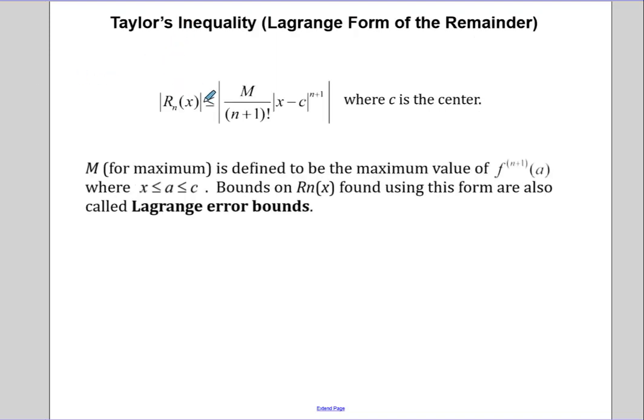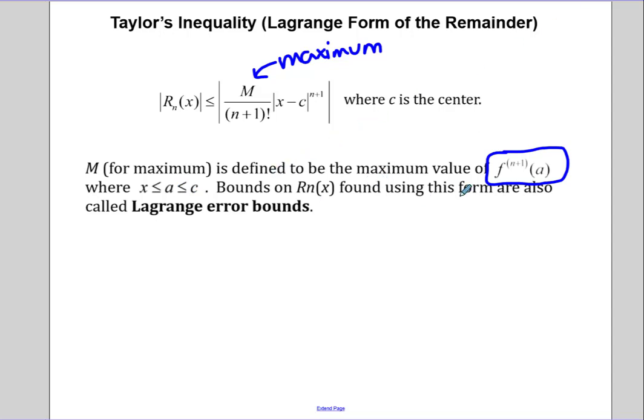So the Lagrange form of the remainder says this. If we have the remainder, it's going to be less than or equal to M. This is my maximum value. And we said the maximum value was going to be found by taking the derivative of the n plus 1 term at my a value, where we're between x and c, c being the center.